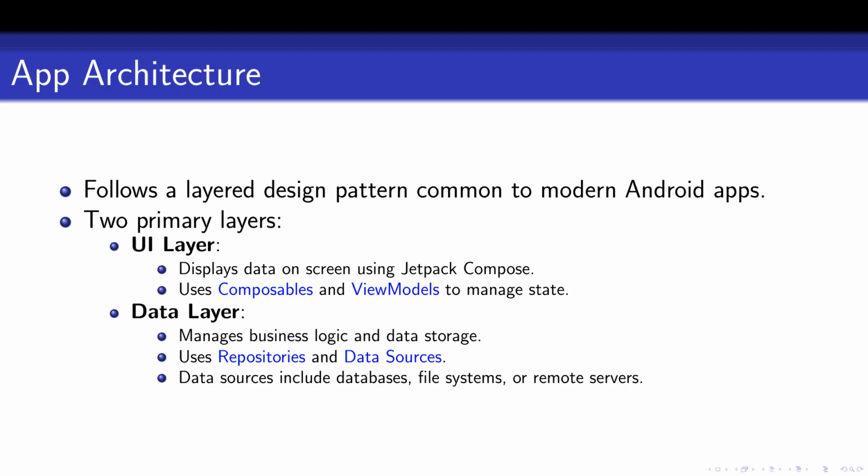The app is built using a layered architecture, which is standard in modern Android development. There are two main layers, the UI layer and the data layer. The UI layer is powered by Jetpack Compose and uses ViewModels to manage screen state. The data layer handles business logic and data storage through repositories and data sources. These sources could be local databases, files, or even remote servers.